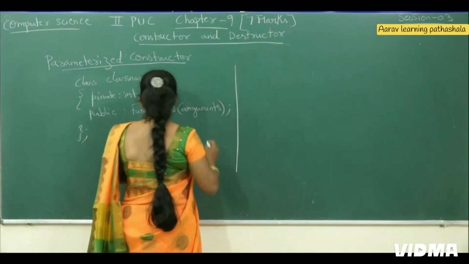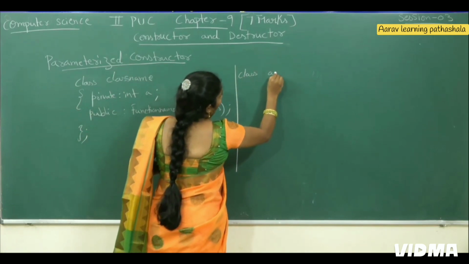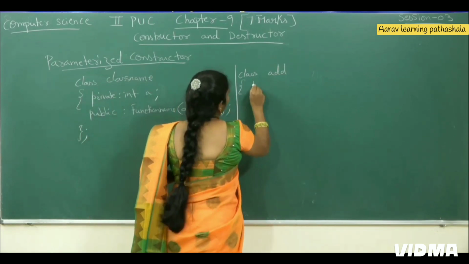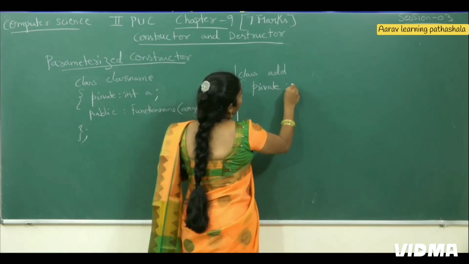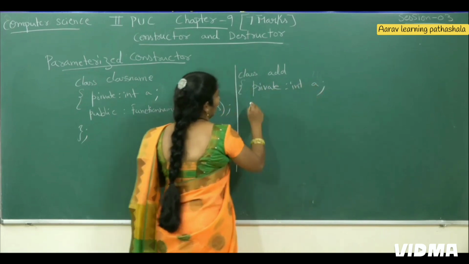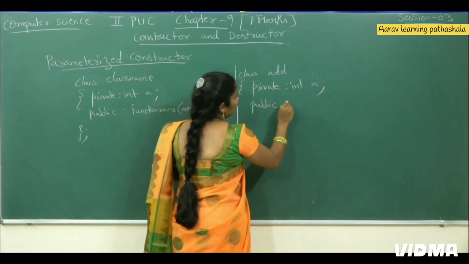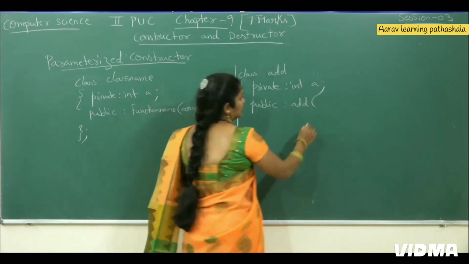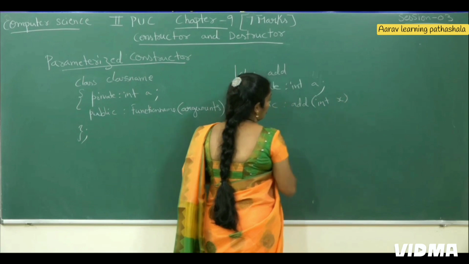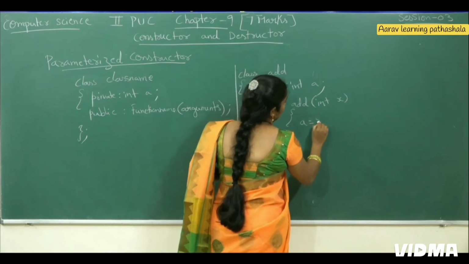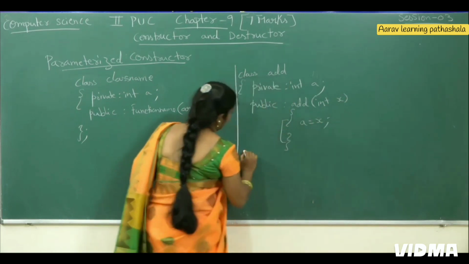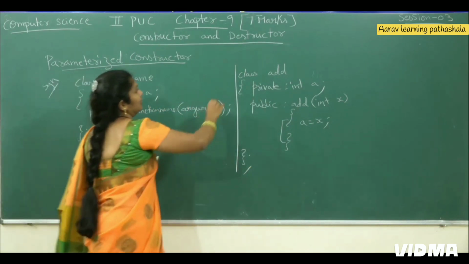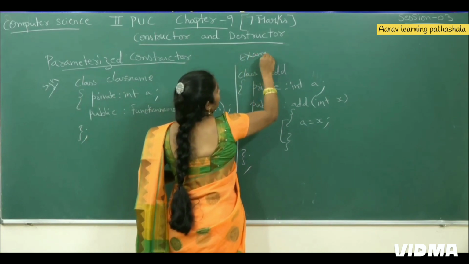Now an example. First class, Add is the class name, for example. Here in the private section we are declaring the variable, for example int a. In the public section we are declaring the function Add. Here we have to write the arguments, for example int x. X is the argument. Here I am initializing a equals x, then close the function, then close the class. This is the syntax, and this is the example.